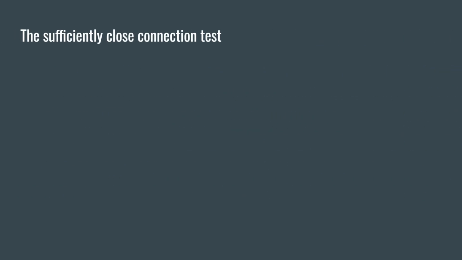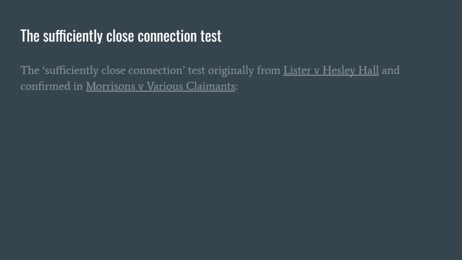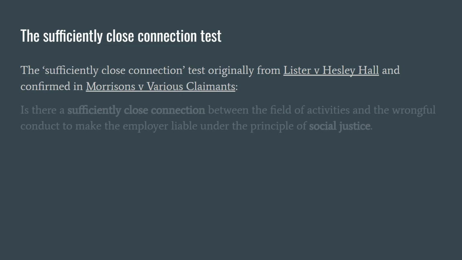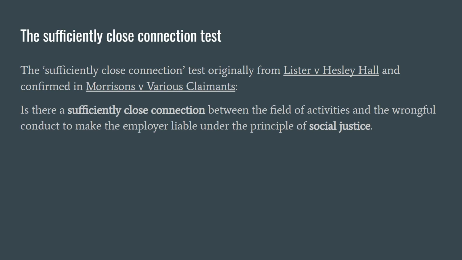So once you have decided whether someone is an employee, you move on to the sufficiently close connection test. You should do this whether or not you think that the person might be an independent contractor, just so you make sure that you get all of the marks available for vicarious liability. So the sufficiently close connection test originally came from a case called Lister, and it was confirmed in Morrison's and Various Claimants. It asks, is there a sufficiently close connection between the field of activities and the wrongful conduct to make the employer liable under the principle of social justice?